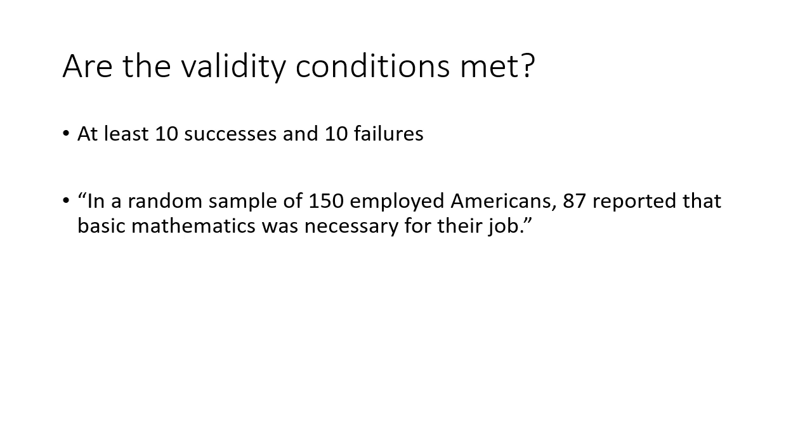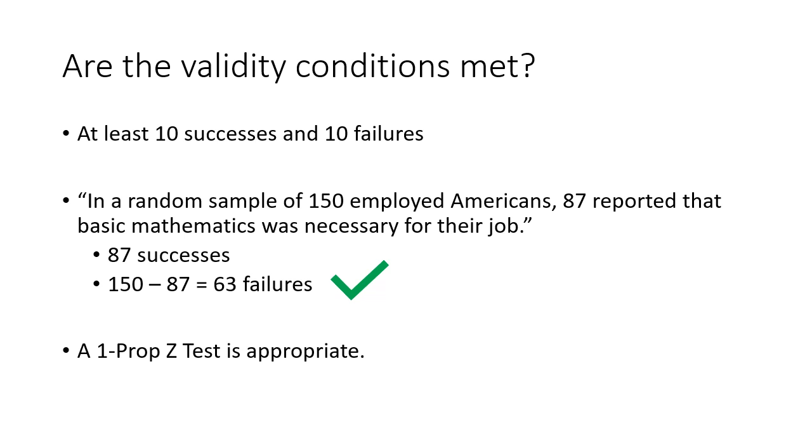So if we go back to the statement of the problem, we see in a random sample of 150 employed Americans, 87 reported that basic mathematics was necessary for their job. So we have 87 successes and 150 minus 87, or 63, failures. Both of those are greater than 10. That means that a 1 proportion z-test is appropriate.